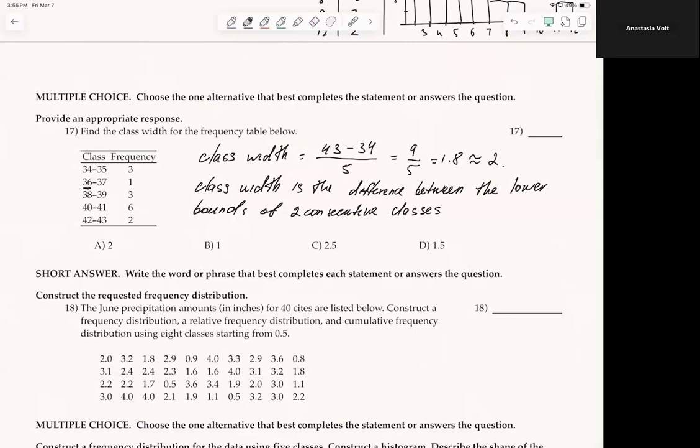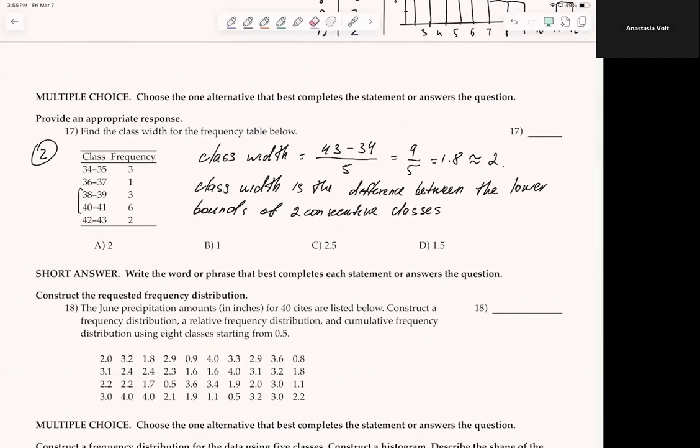So 36 minus 34, or we can choose the difference between these two, which is 38 minus 36, or between these two, 40 minus 38, and 42 minus 40. In all of these 4 cases, the difference would be 2, right? So that's your class width. So you can choose any 2 and calculate their difference, right?